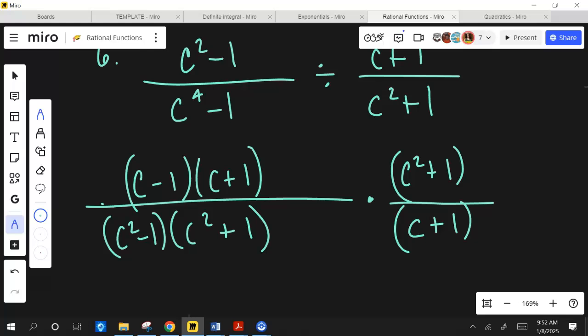Every division, always change division to multiplication. So you always change it to multiplication and then flip the fraction that follows it. Yep, keep, change, flip. There you go. You keep the first one, change the sign to multiplication, and flip the second. Keep, change, flip.